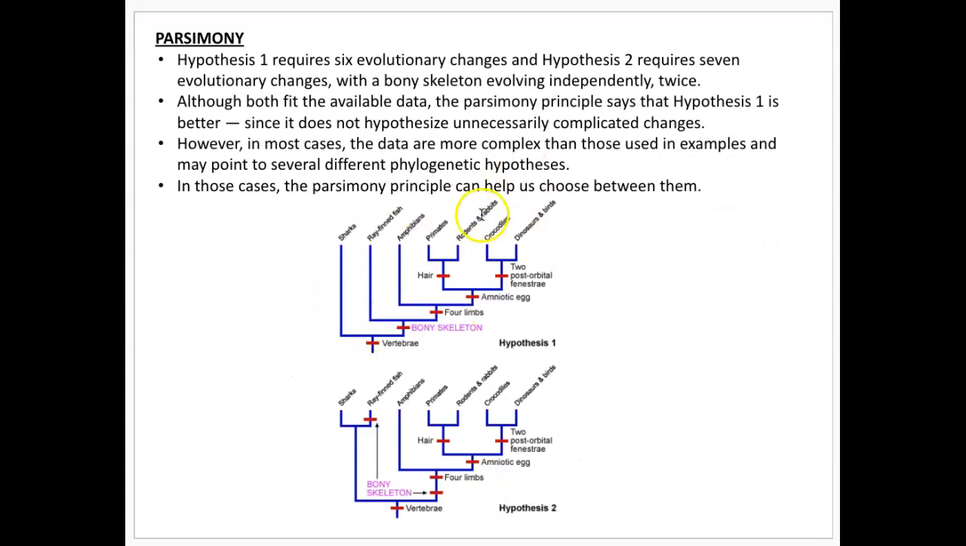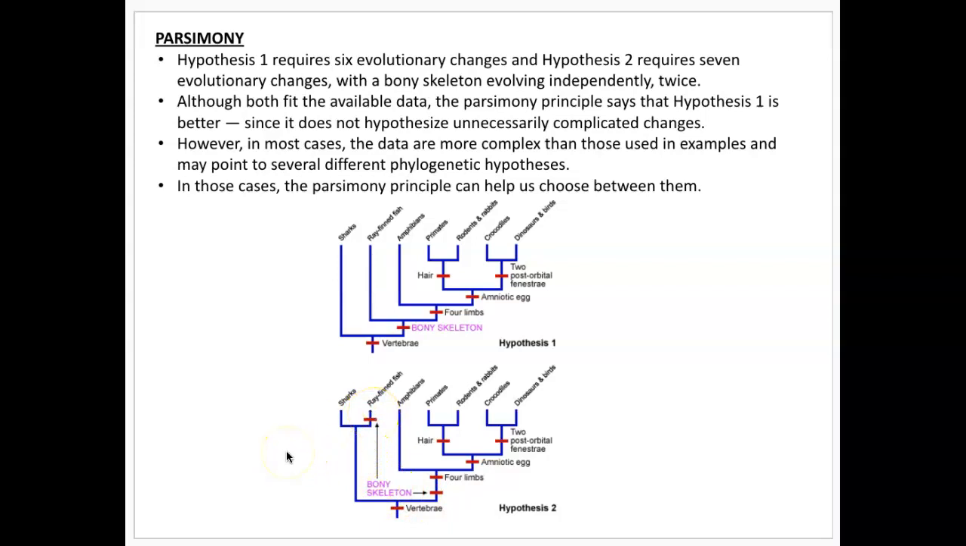So here's hypothesis 1 and hypothesis 2. You can see that in hypothesis 1, the bony skeleton developed here, and then all organisms with bones developed after that. So sharks over here, which are cartilaginous, they don't have hard bones, would be considered the least related. And in this particular cladogram, hypothesis 2, they have the bony skeleton developing here, but then they have it developing here also way later in time.